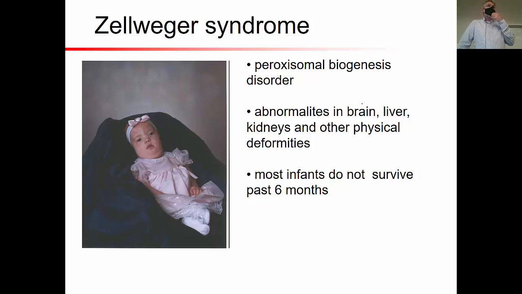If this malfunctions, it can lead to what's called Zellweger syndrome, okay, which leads to developmental abnormalities in the brain, liver, kidneys, and other organs, and usually results in mortality at less than 6 months. So peroxisomes are an incredibly important organelle.